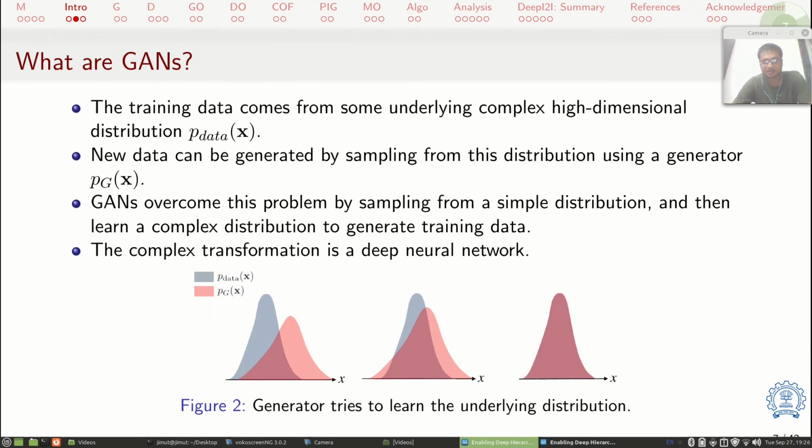So what are GANs? The training data comes from some underlying complex high dimensional distribution P data of X, and new data can be generated by sampling from this distribution using a generator PG of X. GAN overcame this problem by sampling from a simple distribution and then learning a complex transformation to generate data. This complex transformation is a deep neural network. Suppose this is the P data of X and this is PG of X. What the GAN does is it approximates the underlying distribution through repeated training.